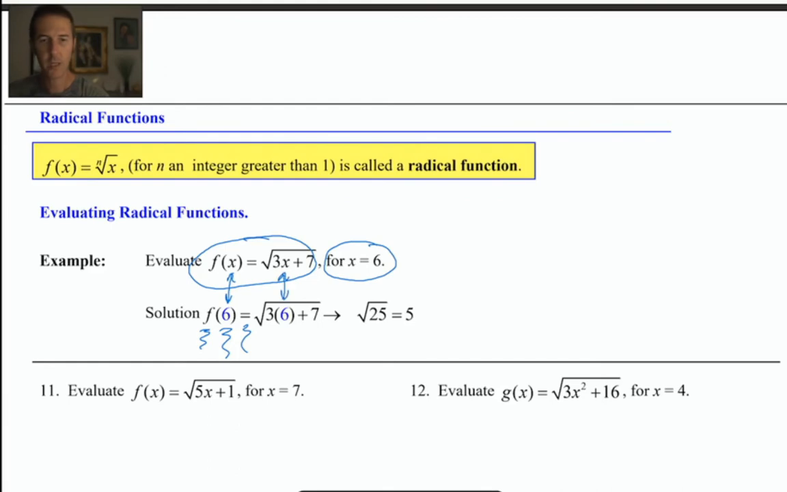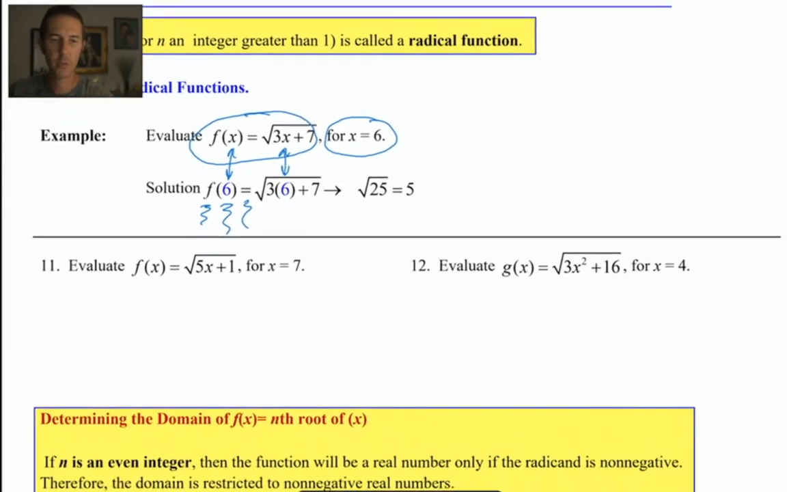We do some arithmetic. 18 plus 7 is 25. Square root of 25 is 5. At least that's the principal root. We could have said plus or minus 5, but in this case we're just going with the positive 5.